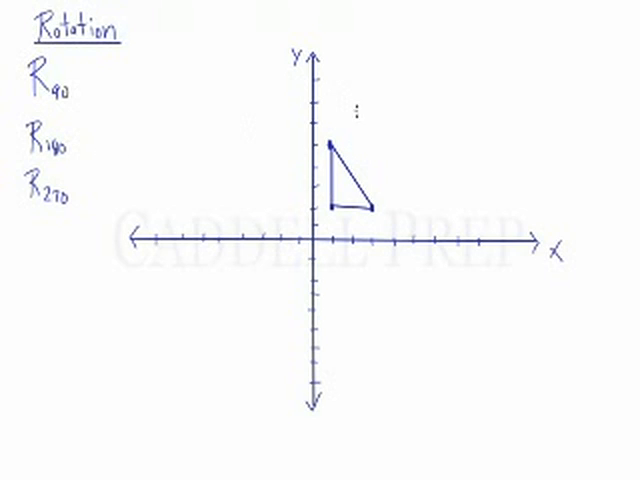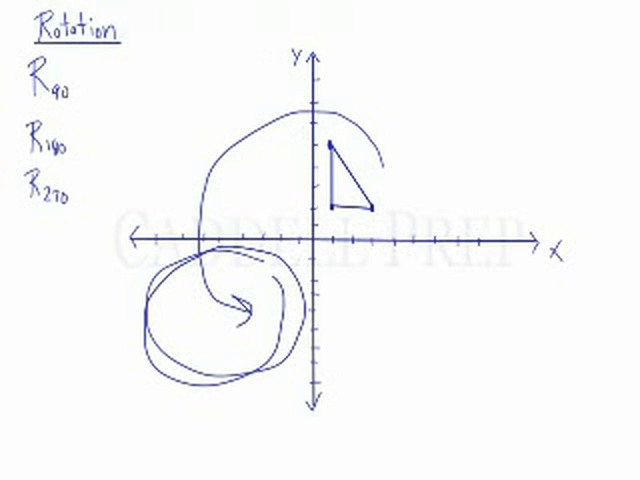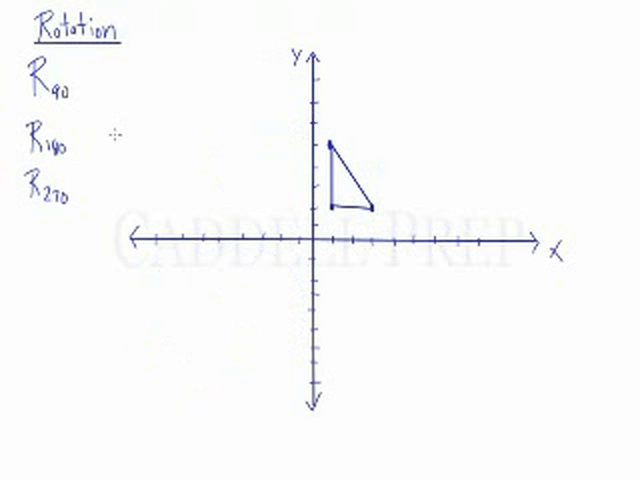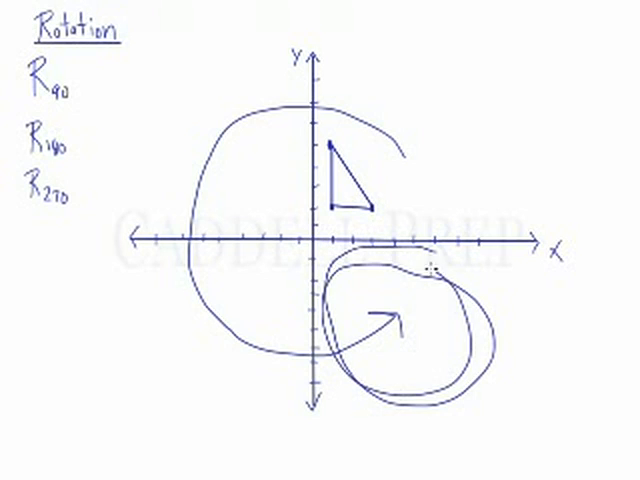Rotating 180 is going to go through two quadrants. So 90 would be to here. We're going to go 180 into this quadrant, so it'll be somewhere in here. 270 is going to go through three quadrants. So 90, 180, 270, somewhere in here.